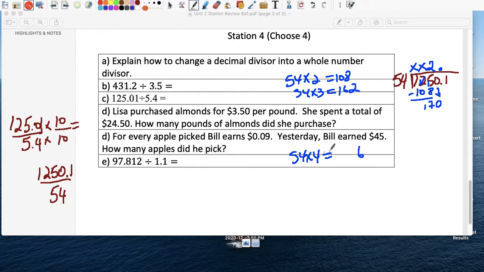What am I doing? 4 times 4 is 16. 216. Times 4 is too much, so we're going to use 3, which is 162. So let me put that 3 right there on top of the 0. 162.